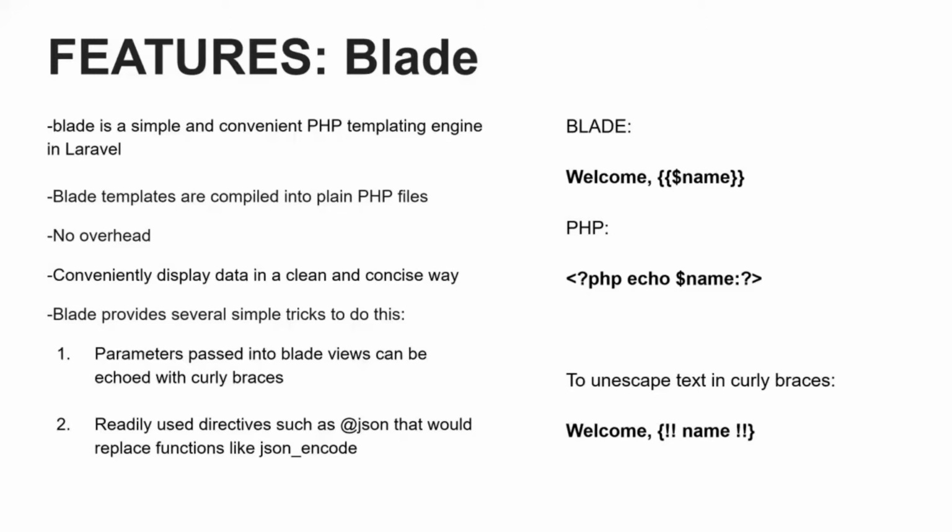Blade allows you to conveniently display data in a clean and concise way, making your code easier to write and increasing its readability. There are plenty of ways Blade templates achieve this. For example, parameters and variables can be echoed by surrounding them with curly braces. In the example shown here, the PHP can be replaced by the Blade version in this one line.